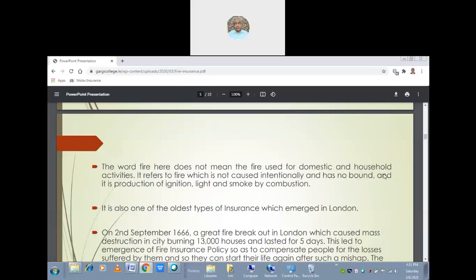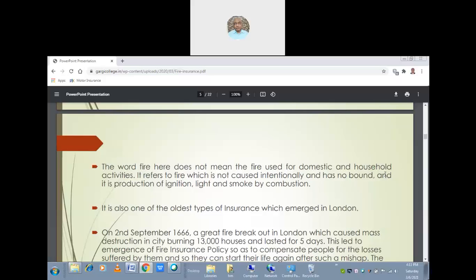So the word fire here does not mean the domestic fire, the gratis fire used for firewood. It is not only the fire of household activities. It refers to a fire which is not caused intentionally and has no bound. The fire may be ignition, light, smoke or combustion. By any other means also the fire can be there, or engulfed, or the flame will come out. It is also one of the oldest types of insurance, which emerged in London.